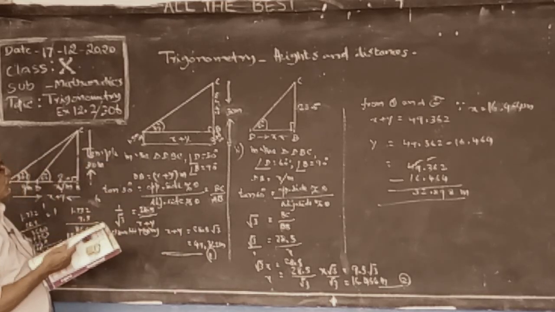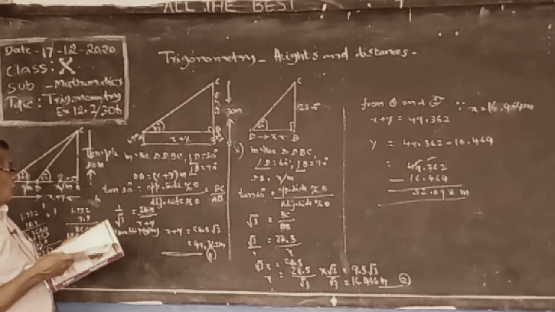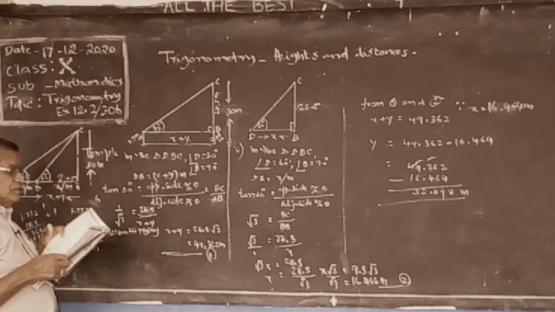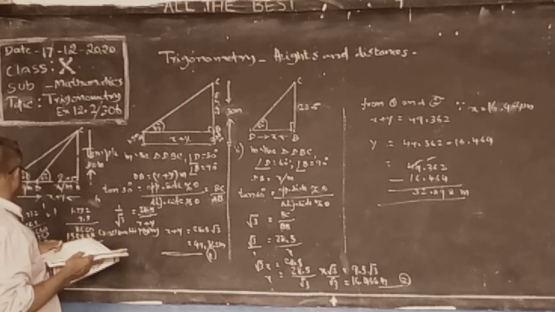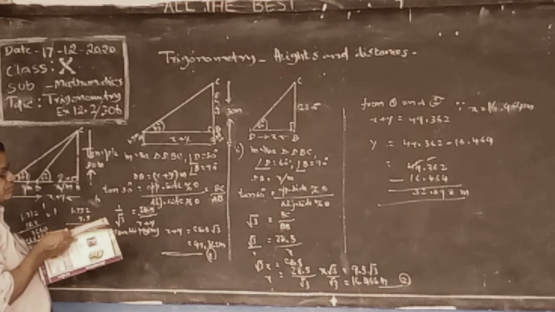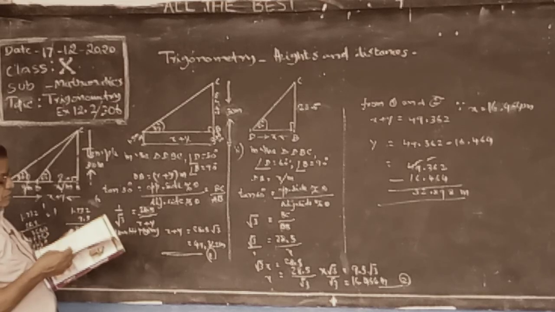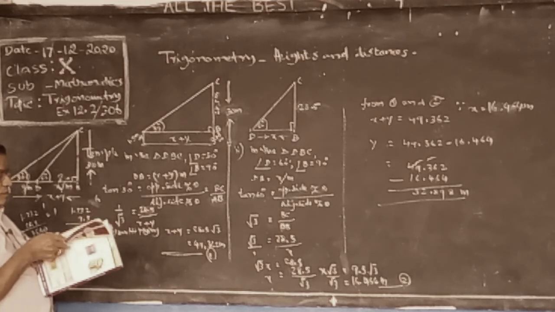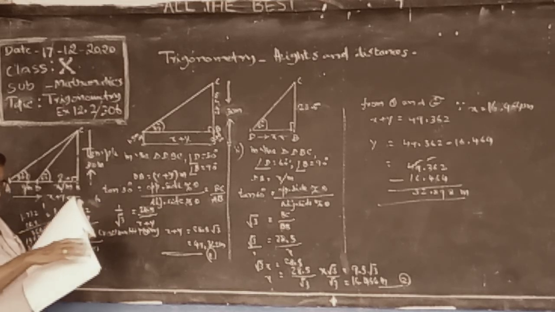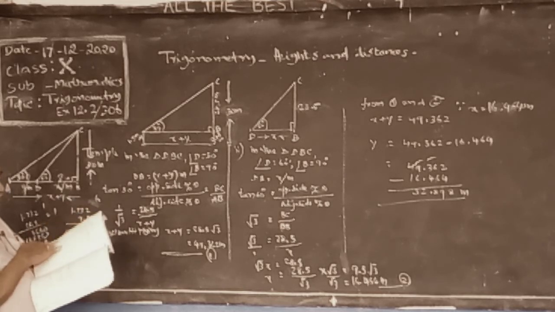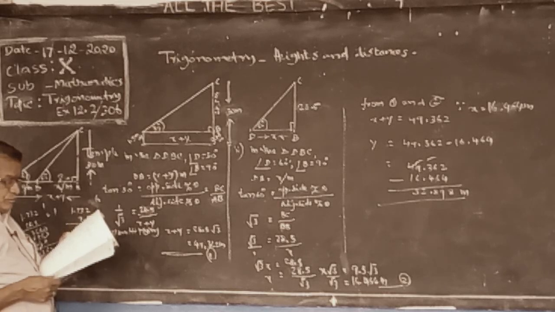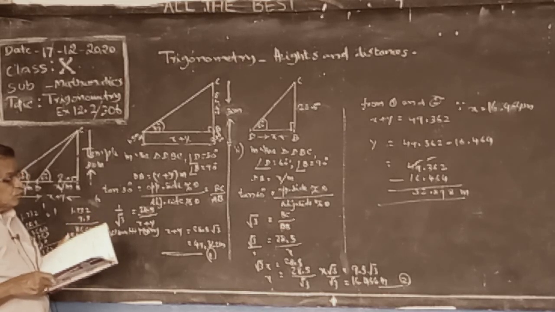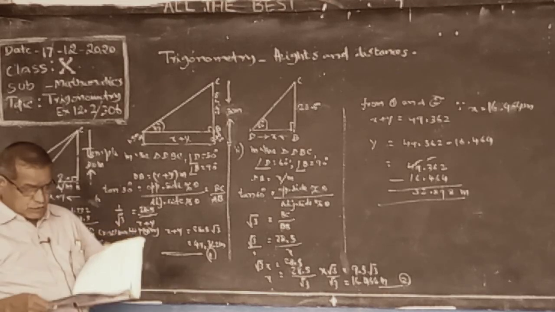So this is the second problem. What is the question? Find the distance he walked towards the temple. So we have to find y. The y value is 32.898 meters.